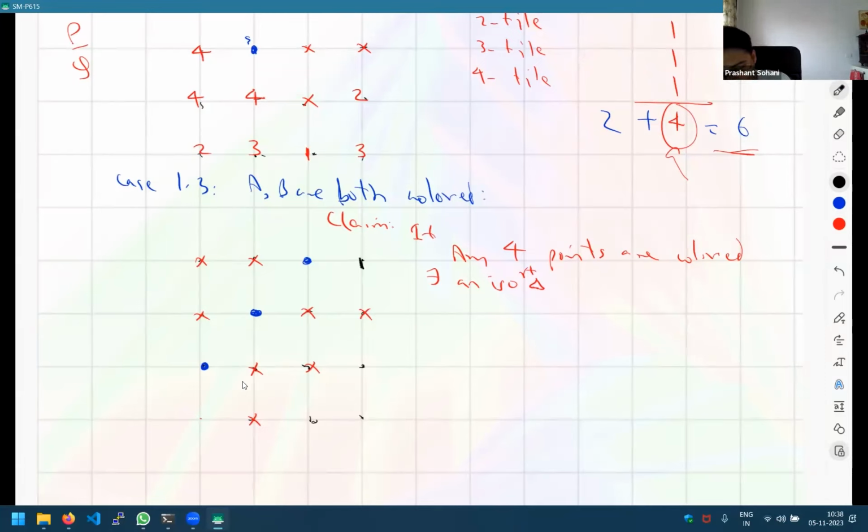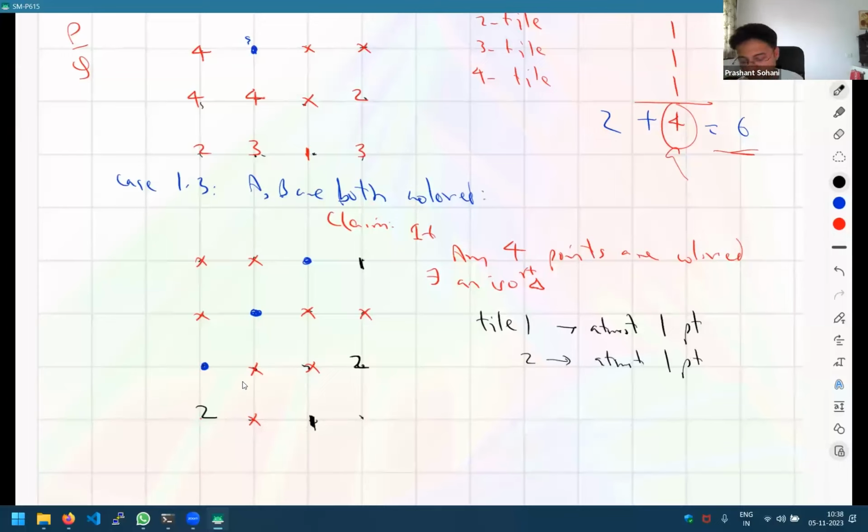So for example, this can be tile 1, at most 1 point is covered. And this can be tile 2. So in fact, what we are saying is that we are sort of running out of points. We want to color 4 points, but out of this group number 1, only 1 point can be colored, and group number 2, only 1 point can be colored. So we are actually running out of points.